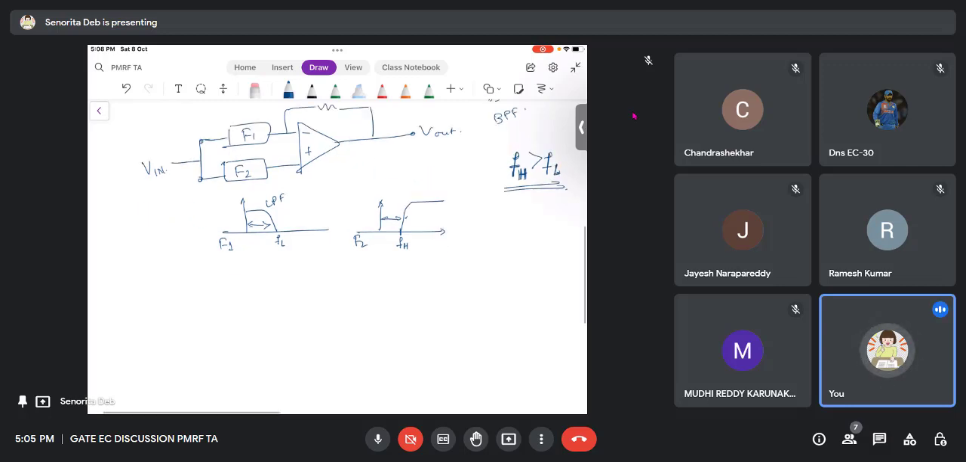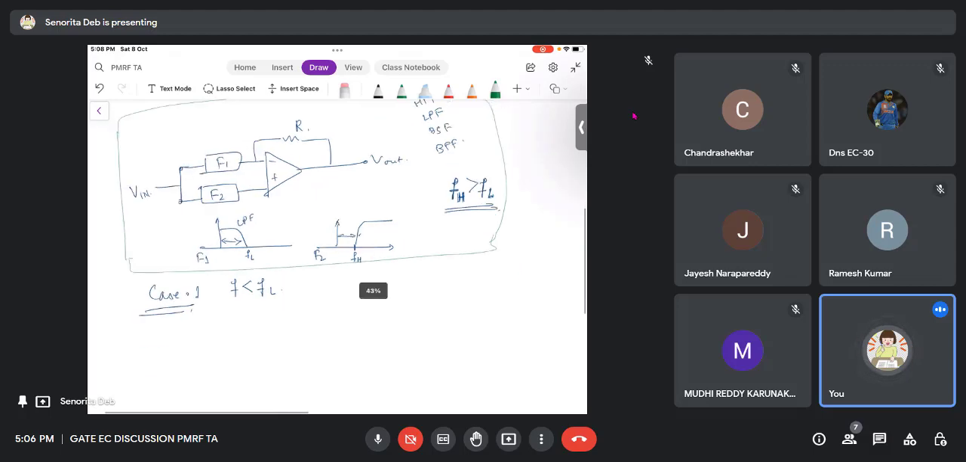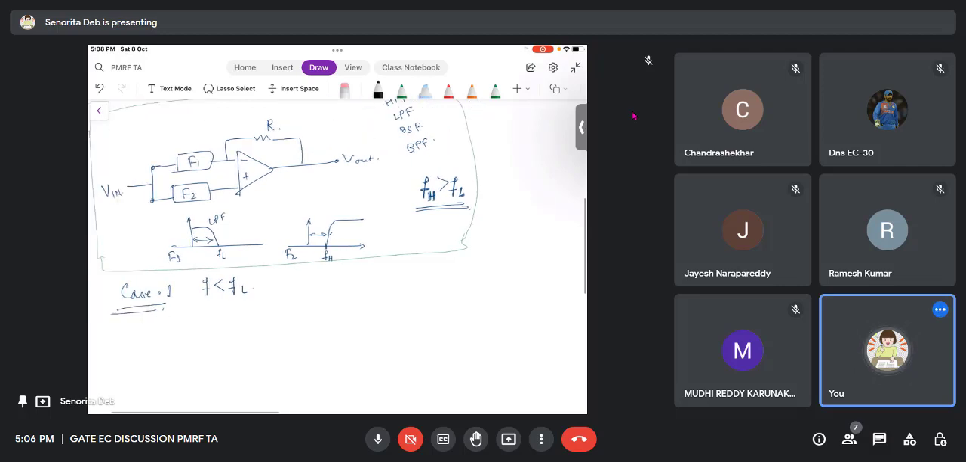So now if you take the frequency of operation to be less than FL, case 1, I am solving the question now. So if F is less than FL, what will happen? This means F is also less than FH, since in the question it is given FH is greater than FL. So everything will be passed, right? So V out equals V in.